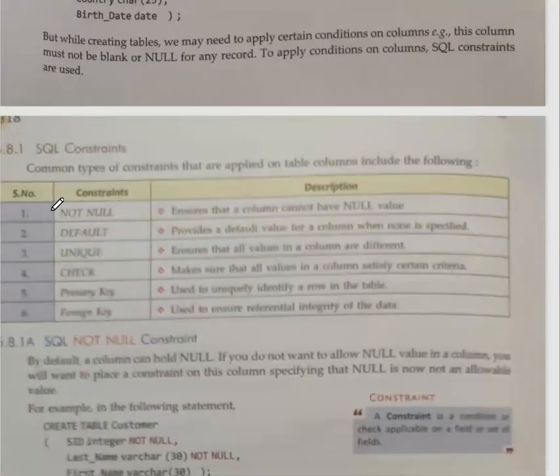First of all, what you have to understand is, in total how many constraints are there? Yes, 6 constraints are there: not null, default, unique, check, primary key, and foreign key.